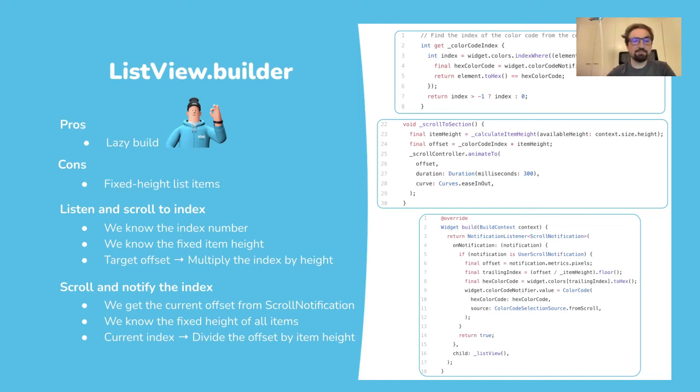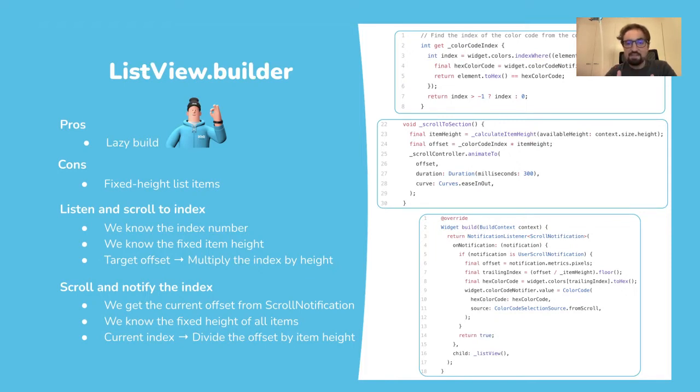Now let's start with the first scroll view we used in the demo app. It's a lazily built list view with builder constructor. Here our constraint is that we need to use fixed height list items, and in this case listening to the target section updates and scrolling to the target section is quite easy, because we know the index number, we know that all the list items have the same height, and the target offset can be easily calculated by multiplying the index by the fixed height.